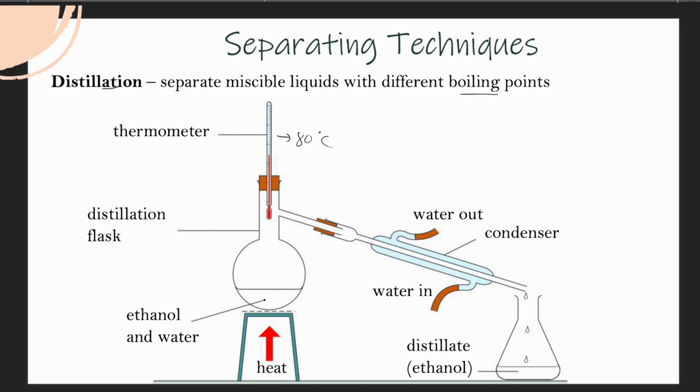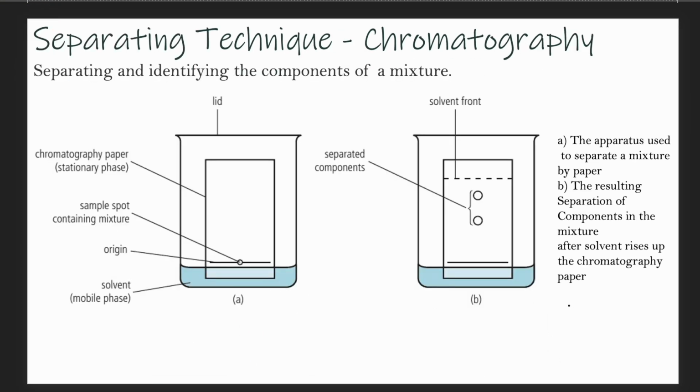Then you heat them up, then ethanol liquid will evaporate and become gas, and it will go through here, passing through the condenser. The condenser is to cool down this gas, and it will become liquid again through the condensation process, and we collect ethanol right here. Then ethanol and water are separated. Okay? Next, chromatography.